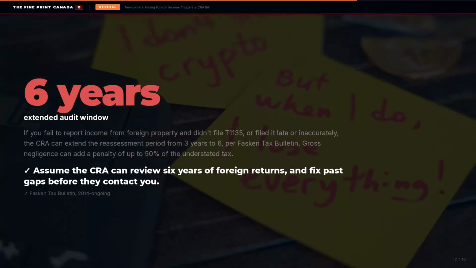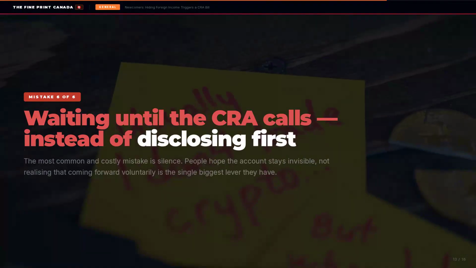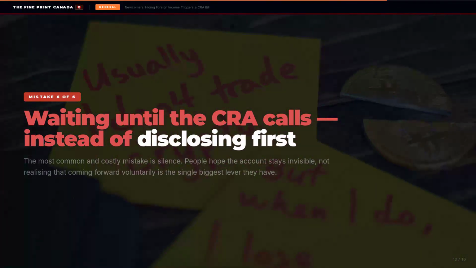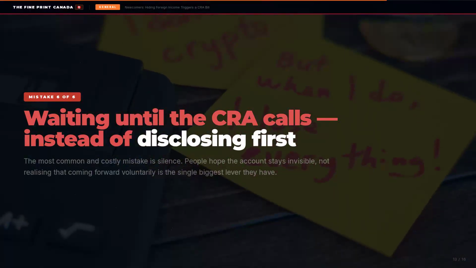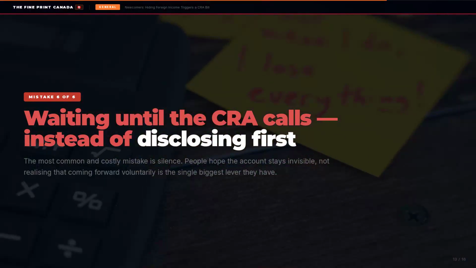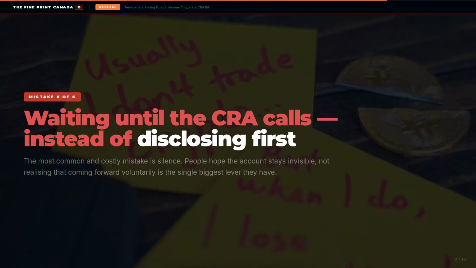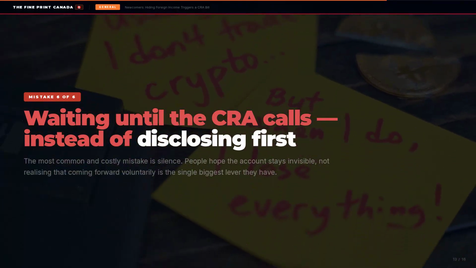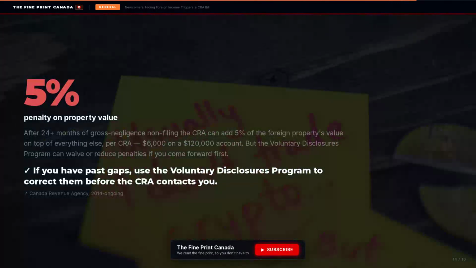And here's the sixth mistake, the one almost everyone makes without realizing it. It's simply waiting. People hope the account stays hidden, that international data sharing won't reach it, that silence is safer than speaking up. But silence throws away your most powerful tool, and once the CRA contacts you first, that tool is gone. The cost of waiting is brutal.